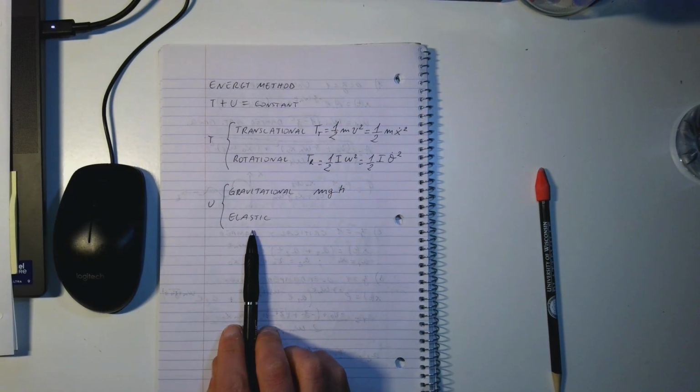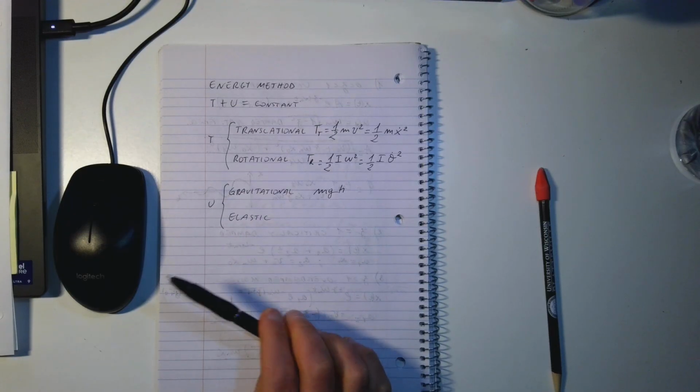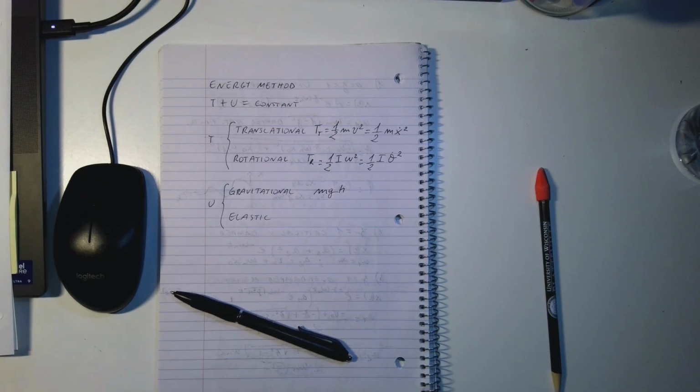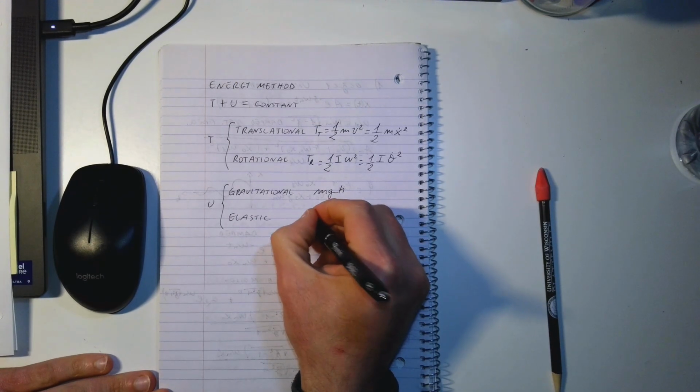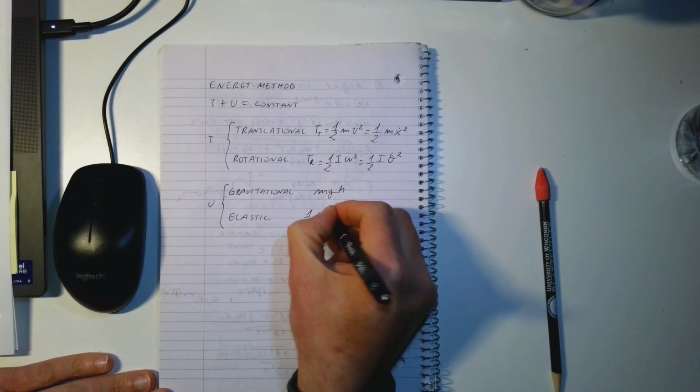The elastic potential energy, on the other hand, depends on the elastic constant of the spring, and it also depends on how much we are either stretching or compressing the spring. So in general, we can indicate this as 1 over 2 k x squared.